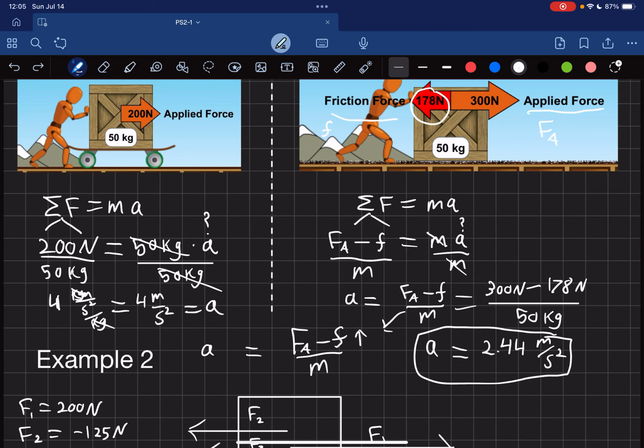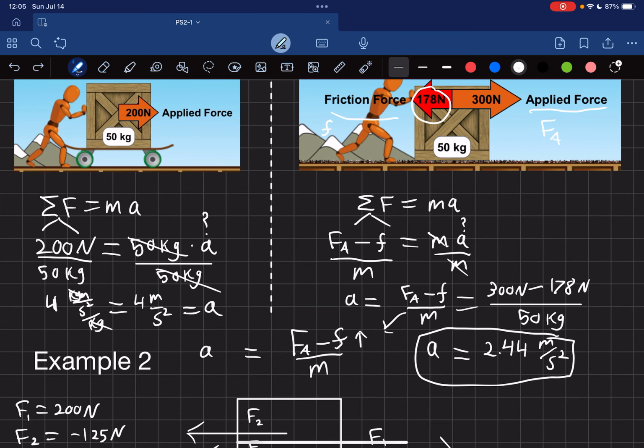Now, what would happen if the frictional force was greater than the force applied? Well, then in that case, acceleration would be negative. What would that be? Well, that would be the case where the box is slowing down now, where the person isn't pushing as hard on the box as friction is pushing back on it.